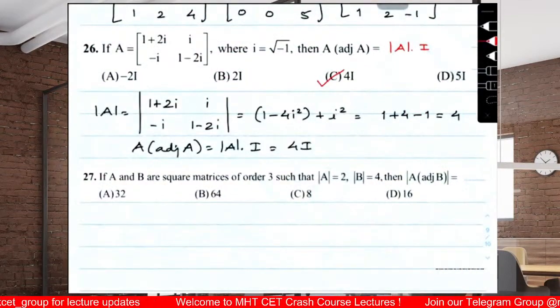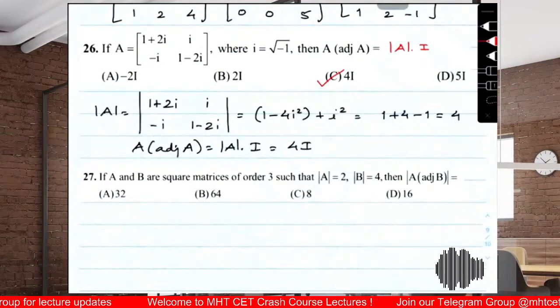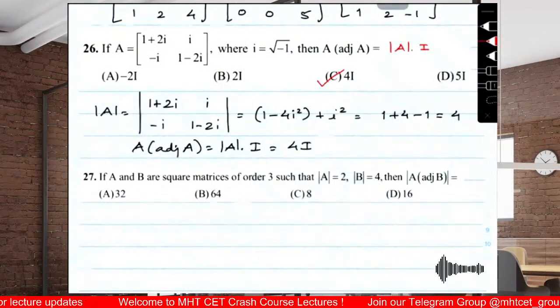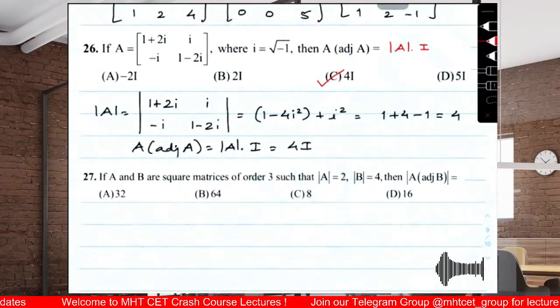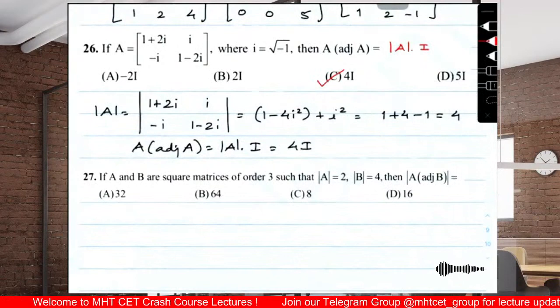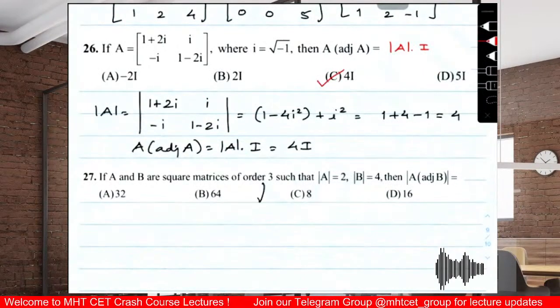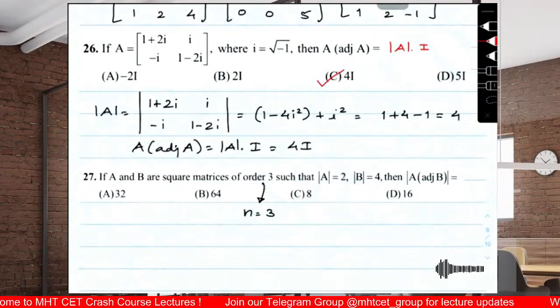A and B are square matrices of order 3. Then determinant of A is 2, determinant of B is 4, then determinant of A into adjoint of B. Order 3 means n is equal to 3.